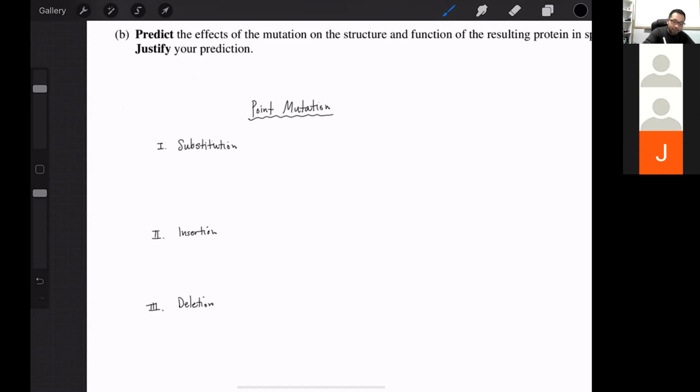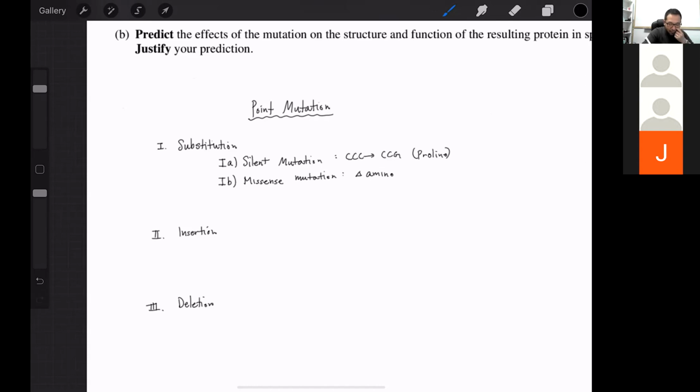However, this substitution can also be what we call a missense mutation. So what is a missense mutation? This is when the substitution of a nucleotide changes the actual amino acid that used to be in that position. So in this case, we had valine, and that became lysine.